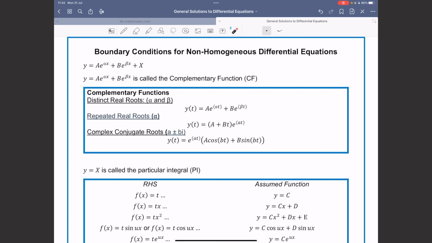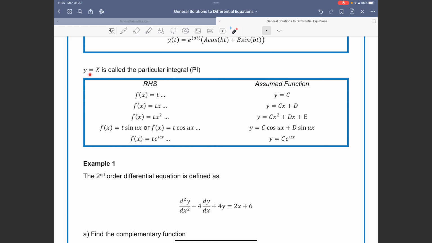So we know the general form of a solution to a differential equation is the complementary function plus the particular integral. And we covered in a previous video how to use these complementary functions, where alpha and beta are the solutions to the auxiliary equation. And then we covered how to find a particular integral by finding an assumed function given f of x on the right hand side of a differential equation.